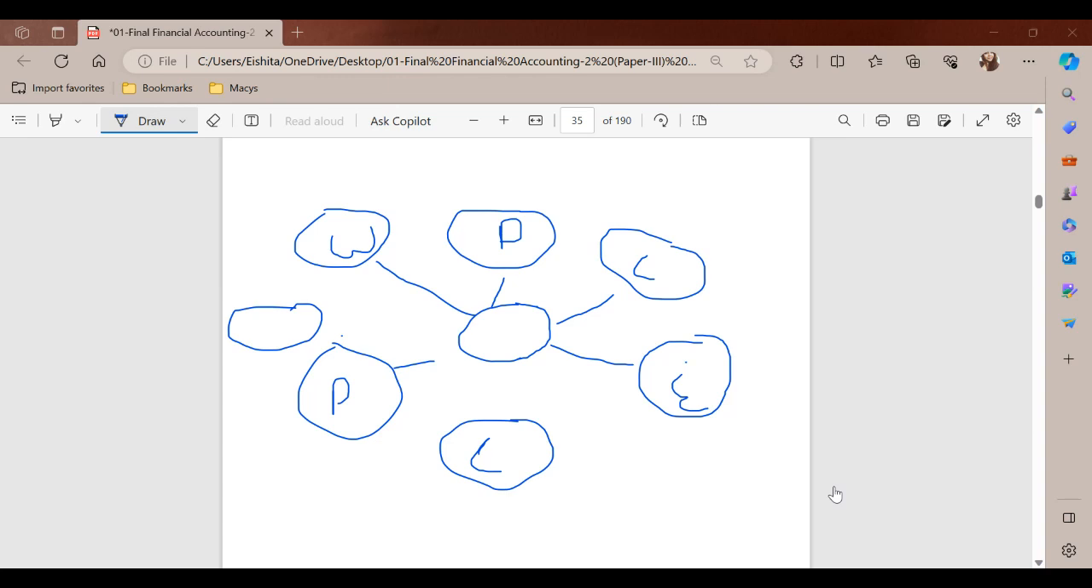This I've explained, the concept of Hero Honda. What happens in Hero Honda? I have worked in Hero Honda for 3 years. I was there in the factory. So this is the stores department.